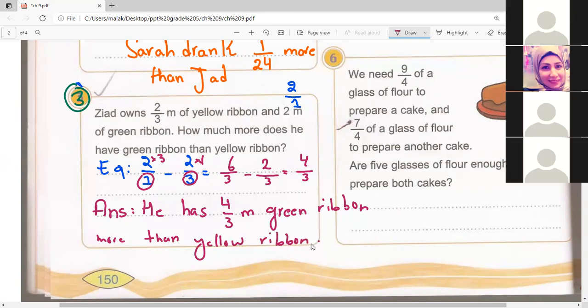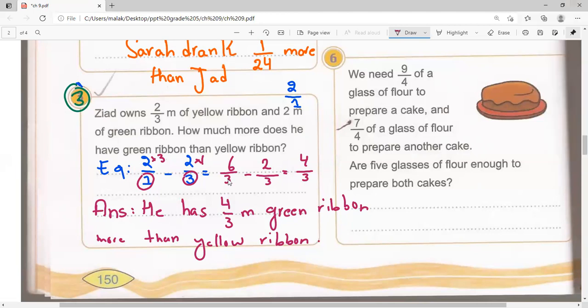He has 4/3 meters. I don't care about the answer, Jawad, just the equation. Is it correct? Yes, this is the most important thing. Teacher, you mean the answer or the equation? The equation, 2/1 minus 2/3. Did you write it correctly? I wrote it, but I switched them, not 2/3. No, you have to start with 2/1 because it's bigger than 2/3.